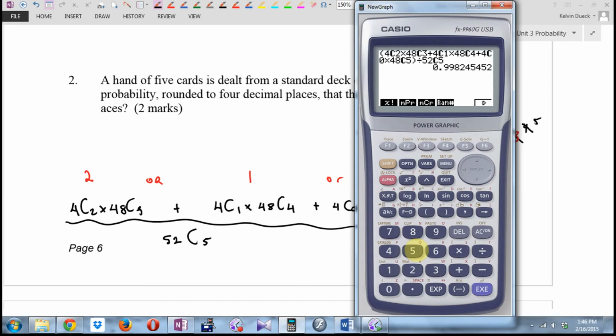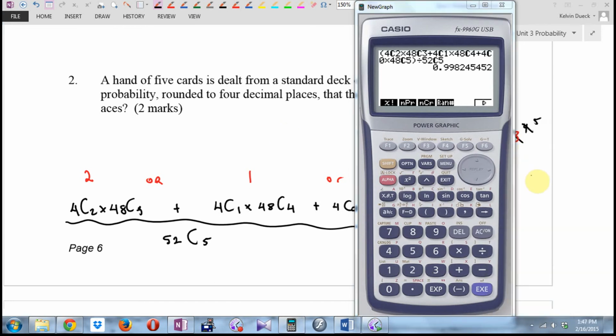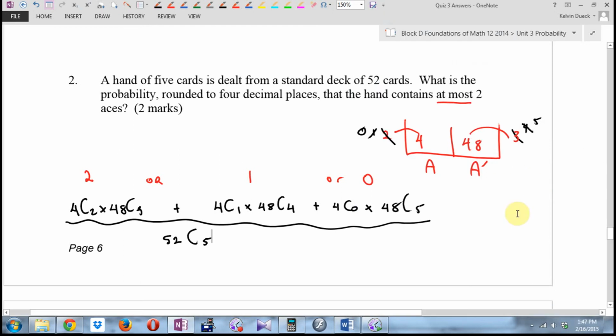You get 0.9982? Is that right? Yep. You got a good chance of having 2 or fewer aces. Hang on. 0.998, what did I say, 4 decimal places, so 0.9982? Hey, would that be a good bet to take? Yeah, oh yeah, I'd take that every time. In fact, I wouldn't feel bad putting $5,000 on a bet like that. There's a small chance I might lose, but that's pretty good.